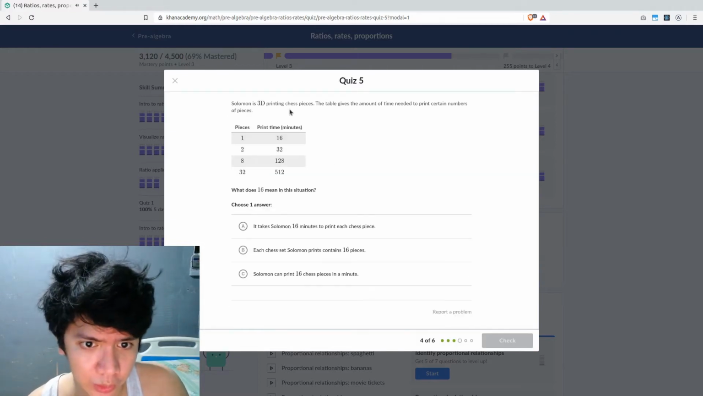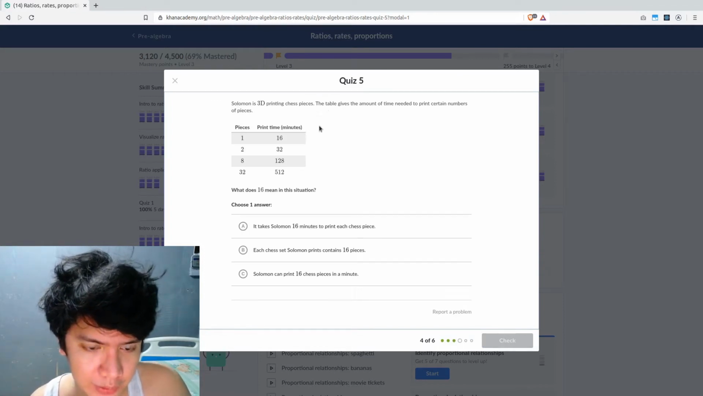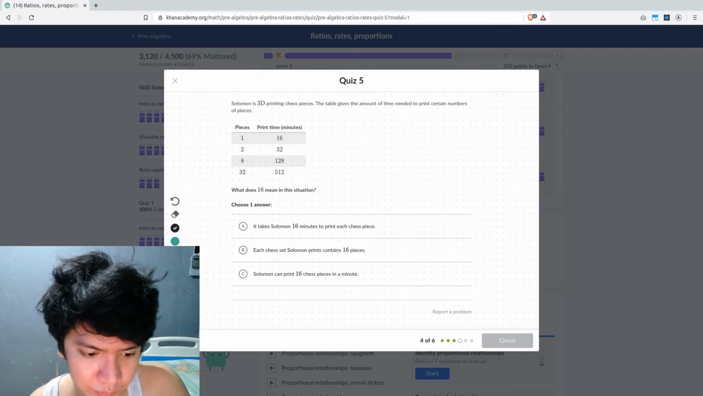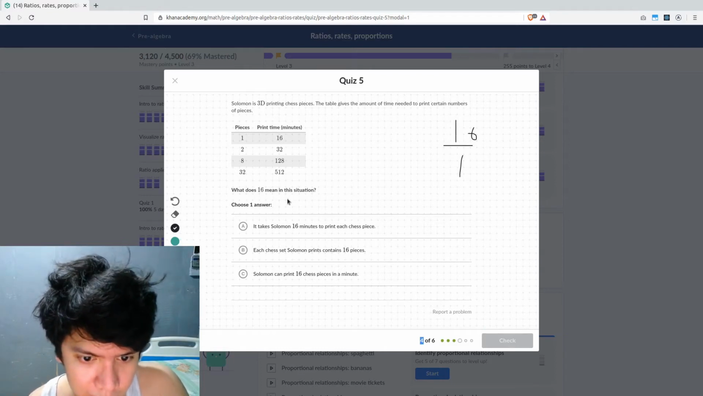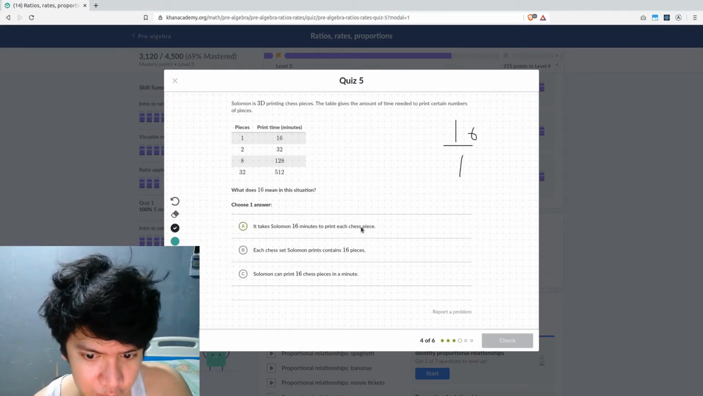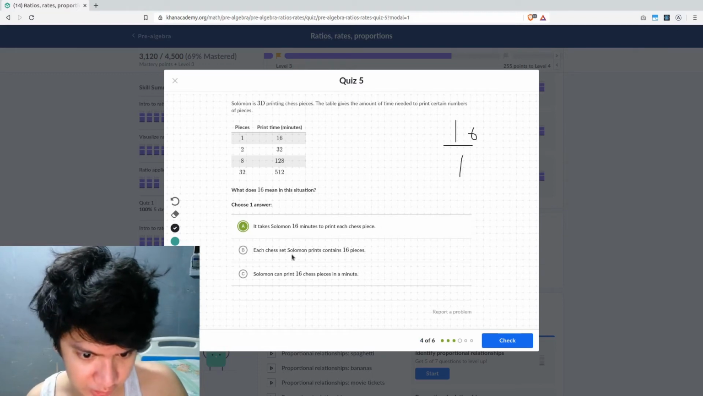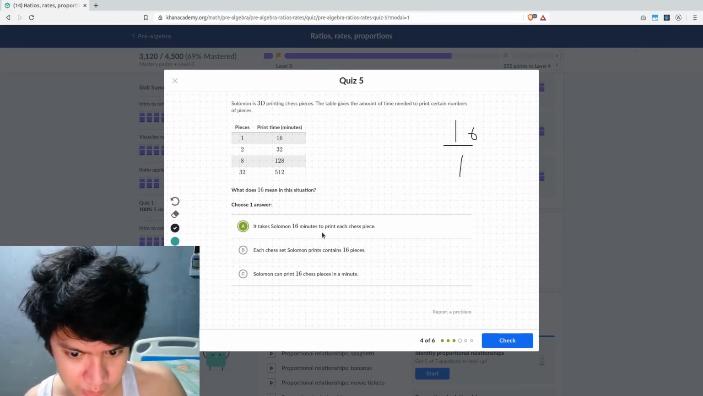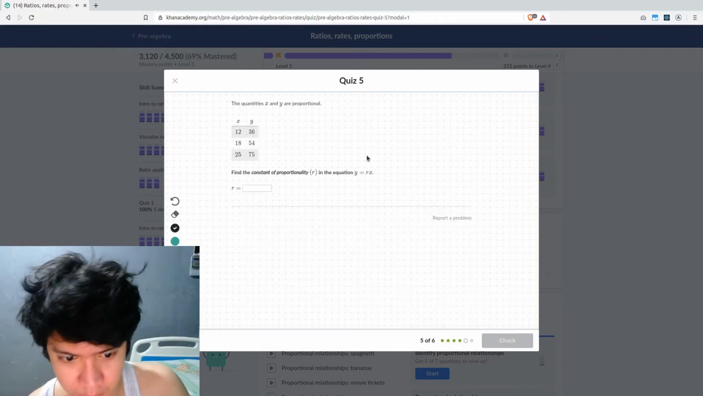Solomon is 3D printing chess pieces. The table gives the amount of time needed to print a certain number of pieces. 1 piece, 16 minutes. Okay. So this is 16. What does 16 mean in this situation? 16 minutes to print each chess piece. Each chess set Solomon prints contains 16 pieces. What? No.